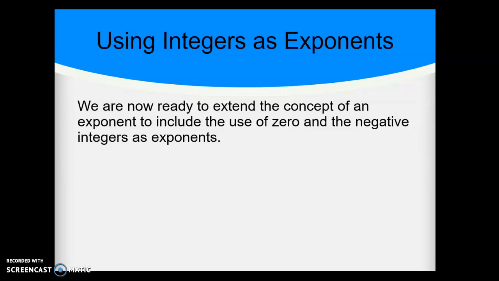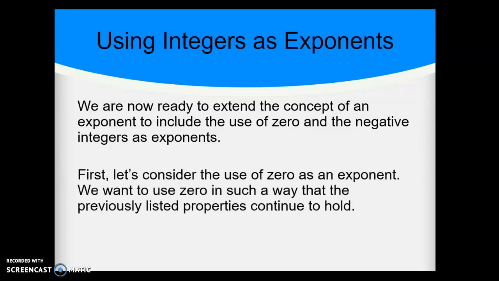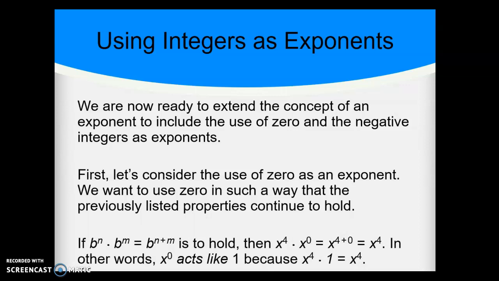Well, let's apply one of the rules that we've learned about previously to understand why, when we raise something to the 0 power, it's equal to 1. So we know, for instance, that when we multiply two like bases together, we can add their exponents to get the final exponent in our answer. So if we had x to the 4th times x to the 0, then that would be x to the 4 plus 0, which is x to the 4.